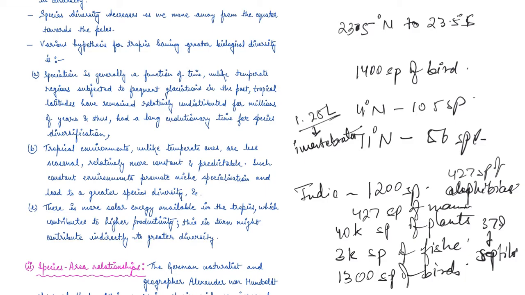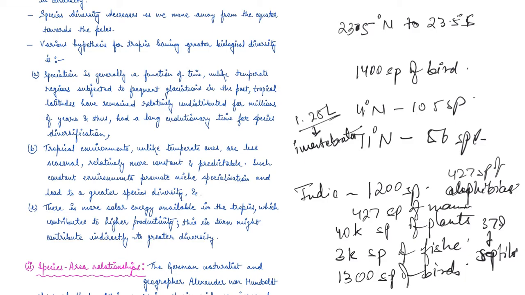The second reason is that tropical environments, unlike temperate ones, are less seasonal. There are fewer seasons, so the environment is relatively more constant and predictable. Such a constant environment promotes niche specialization, and again that leads to greater species diversity.